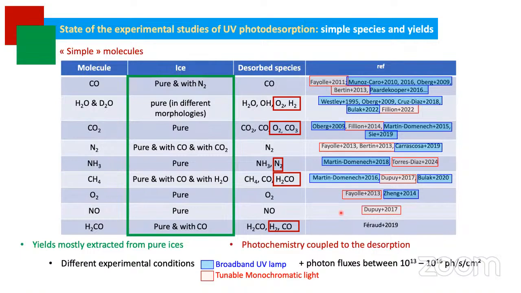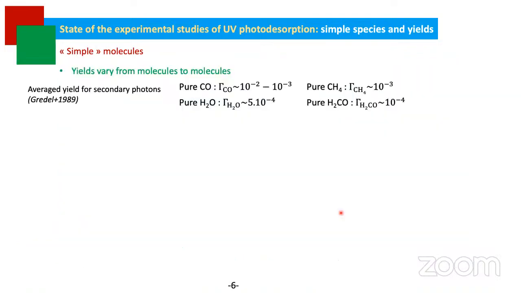So this is everything concerning yields, but over the years, we also obtained information on how this works in terms of mechanisms. First of all, photodesorption yields depend on the molecule. This is a very important thing. For instance, if you take pure CO, you can have yields from 10 to the minus 2, 10 to the minus 3. If you take formaldehyde, you will go down to 10 to the minus 4. If you consider water, you will have an intermediate value. So things are really varying from one system to another.